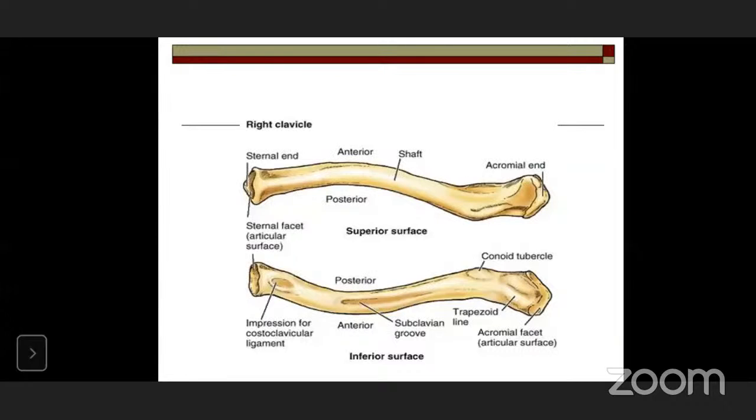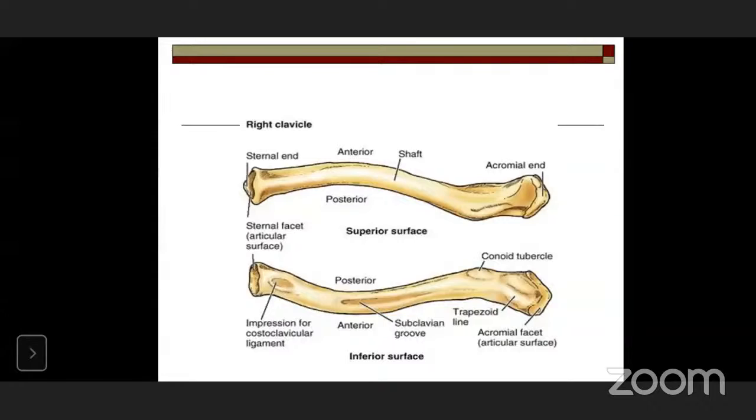You have to highlight these things, because I am expecting that there is a conoid tubercle. You have to mention the conoid tubercle and the trapezoid ridge. Also there is a subclavian groove, and you have to explain the two ends and the medial two-third and lateral one-third of the shaft. If it is not there, the weightage of the answer will be reduced.